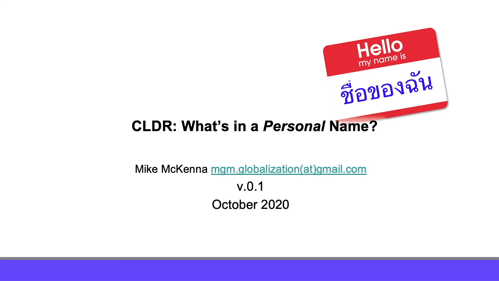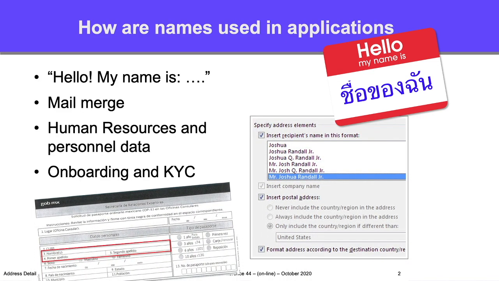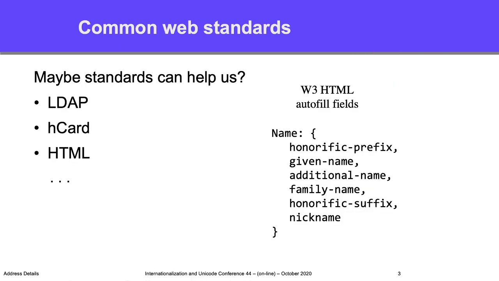CLDR, so what's in a personal name? Names are used in applications in all different contexts. Everything from you deciding who you are and how you should be referred to, creating mail merge to send out information to you in emails and letters. Human resources uses them to keep track of you and be able to present to you in a way that you prefer. Onboarding to applications, governments, know your customer, and so on, all have to deal with names to identify who you are and present how you would like to be identified.